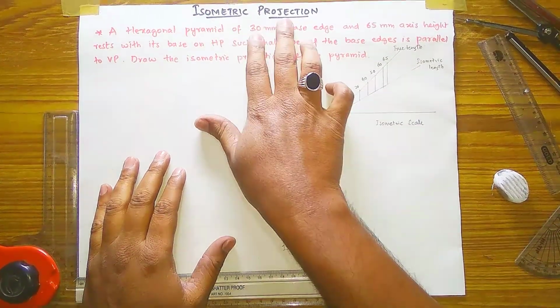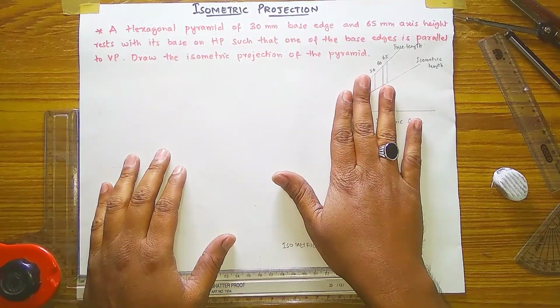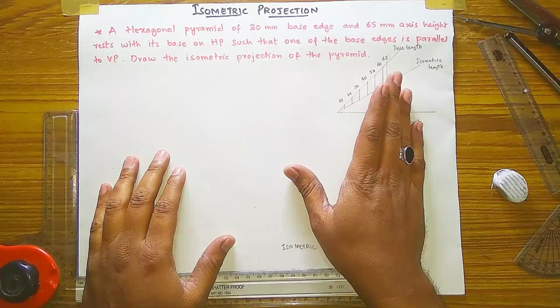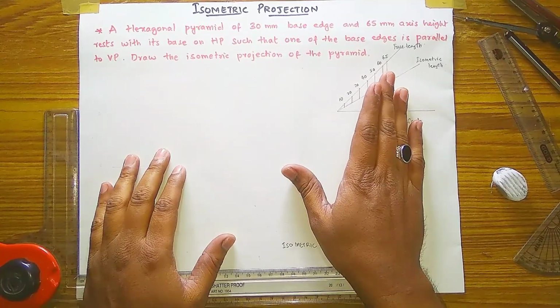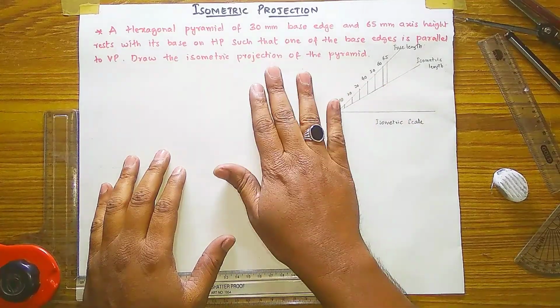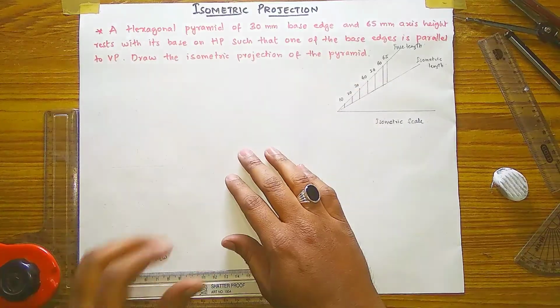Today I am going to explain isometric projection. This problem is applicable to diploma, ITI and engineering students, and it is worth 10 to 15 marks for different branches. So watch this video till the end. I am going to explain how to draw this question.